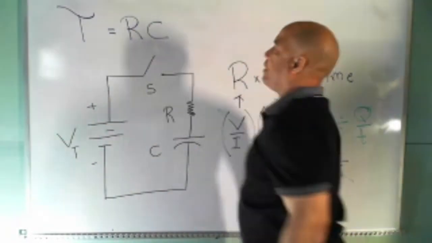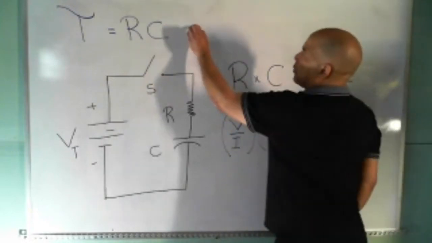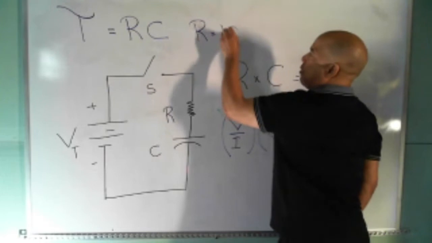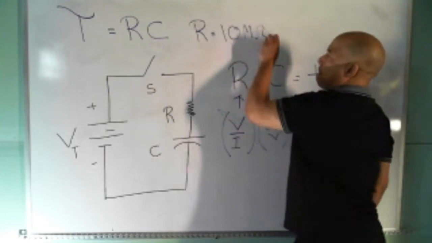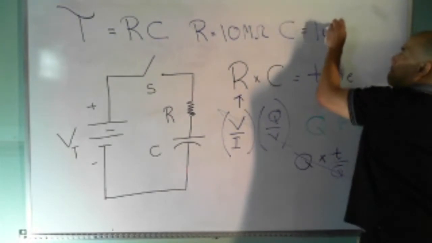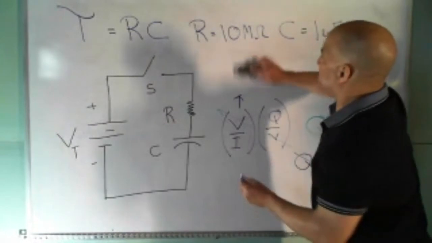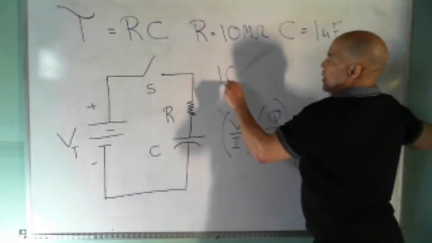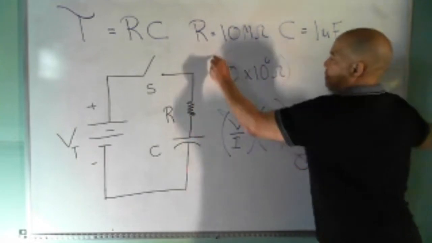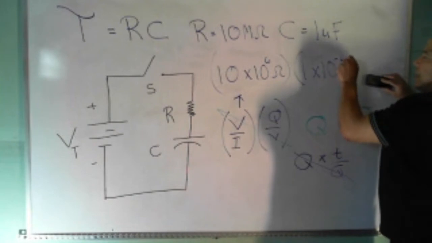RC, a time constant. So for example, if you had a resistor value of 10 megohms and a capacitor value of 1 microfarad, then you could get the time constant 10. Now remember, megohms is 10 to the 6 ohms, and microfarad would be 1 times 10 to the minus 6 farads.